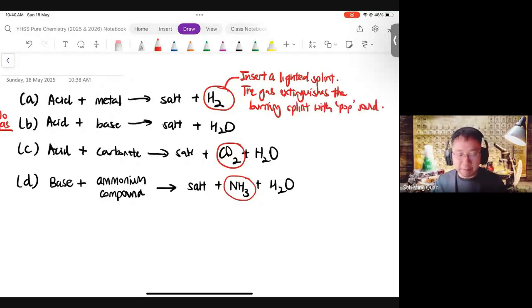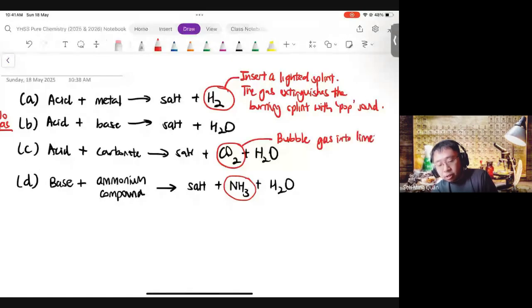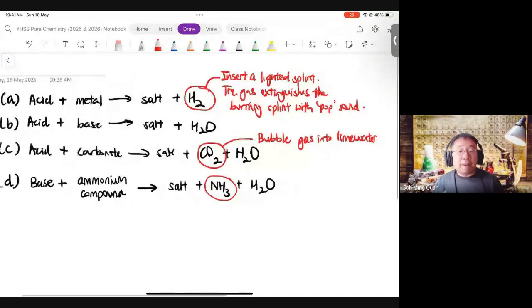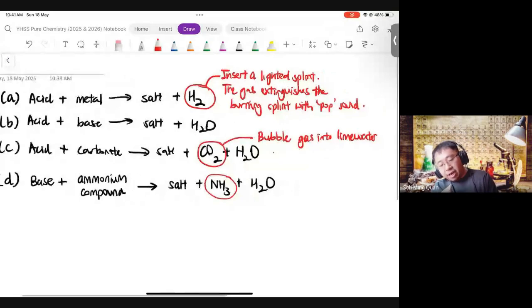Tests for hydrogen. Now we move to the tests for CO2, carbon dioxide. Not just use lime water. You can't use lime water. You have to bubble the gas into lime water. Use lime water is not acceptable because how are you going to use it? You got to be specific, right? So you got to bubble the gas into the lime water. The gas forms a white precipitate in lime water. That's for CO2 gas.